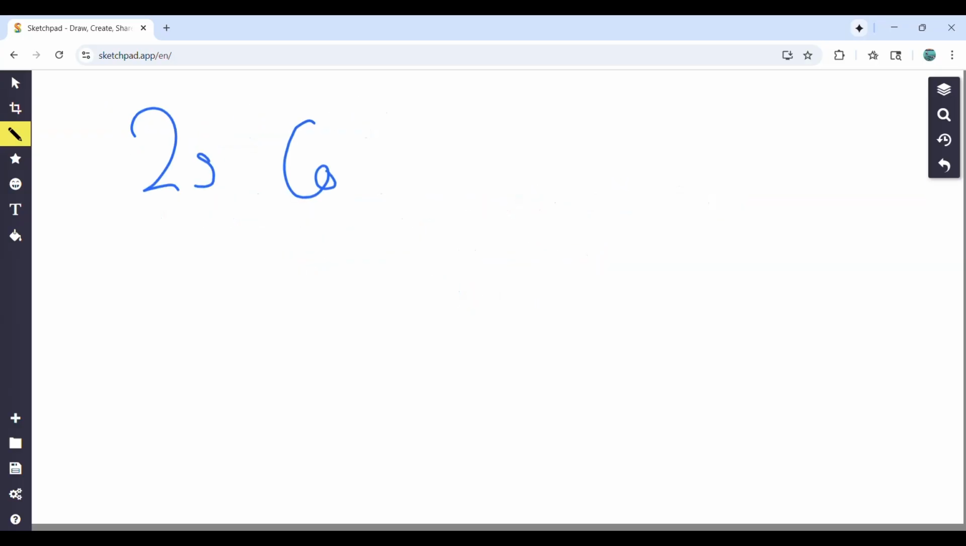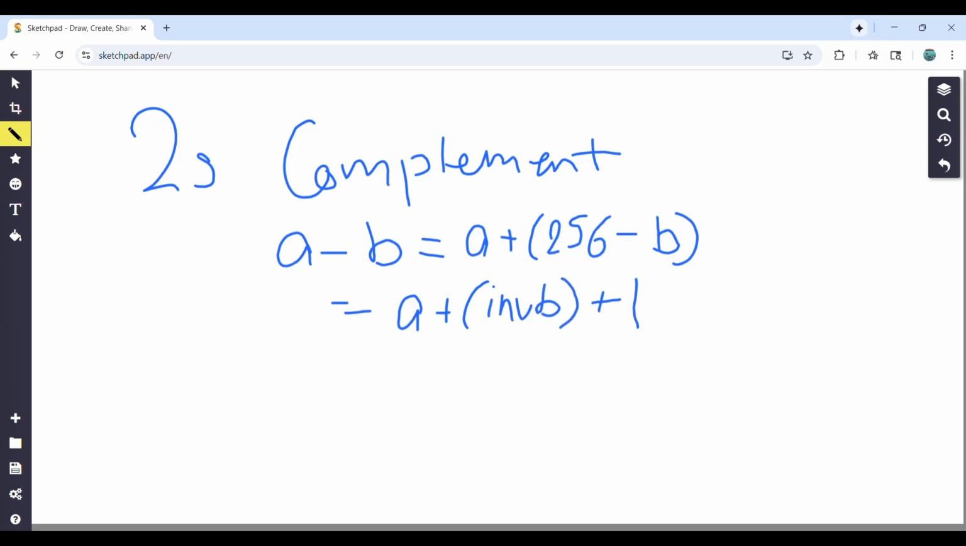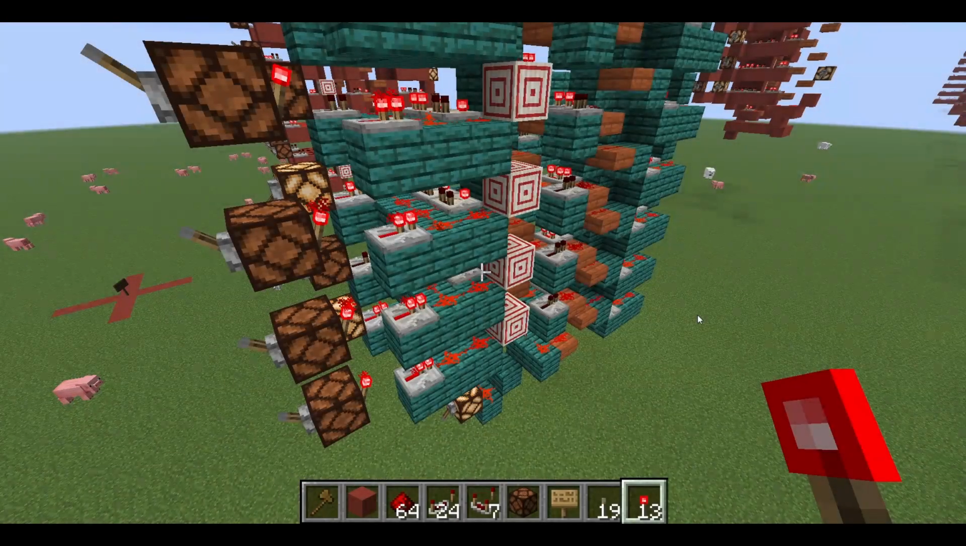We find that this works for pretty much any number. Try 15 minus 8 equals 7 mod 256. Well, 15 plus 256 minus 8 also equals 7 mod 256. What does that 256 minus 8 look like in binary? Well, it looks like the inverse of 8 plus 1, and so that's 2's complement. You can turn an adder into a subtractor by reversing one of the inputs and adding 1 to it. Negative numbers are created by flipping inputs and adding 1.